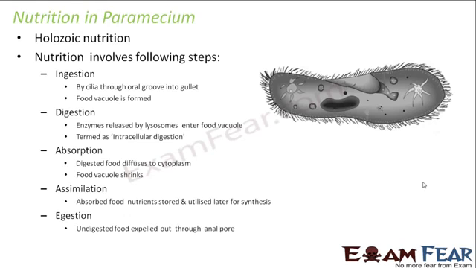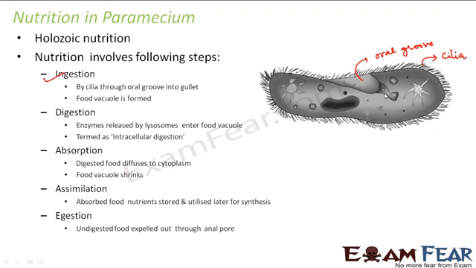So the first step, that is ingestion. How does the intake of food take place in case of paramecium? By cilia through the oral groove into the gullet. So what is cilia? Cilia are the fine hair-like structures on the outside. So these are the cilia. What is the oral groove? Oral means mouth. So this is the oral groove.